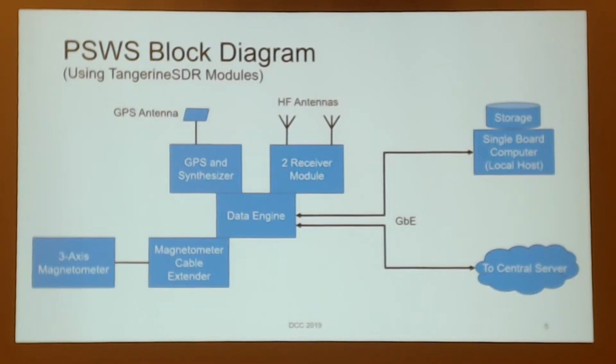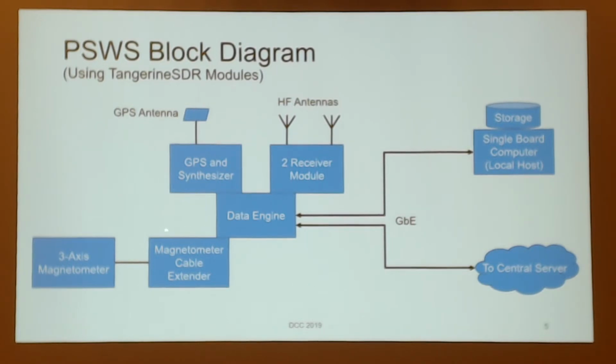So this is a block diagram of the Personal Space Weather Station version 1, and it uses Scotty's data engine with the pair of gigabit Ethernet. It uses the 2 receiver module, which has got 2 antenna inputs. It uses a GPS-DO and a synthesizer, and that, of course, has got a GPS antenna hung on it. The magnetometer has to be remoted out away from this collection of modules.